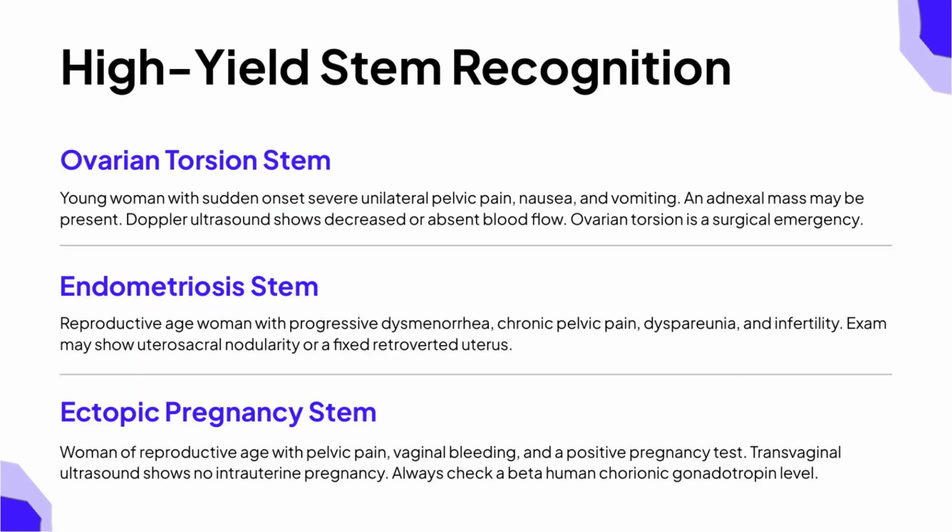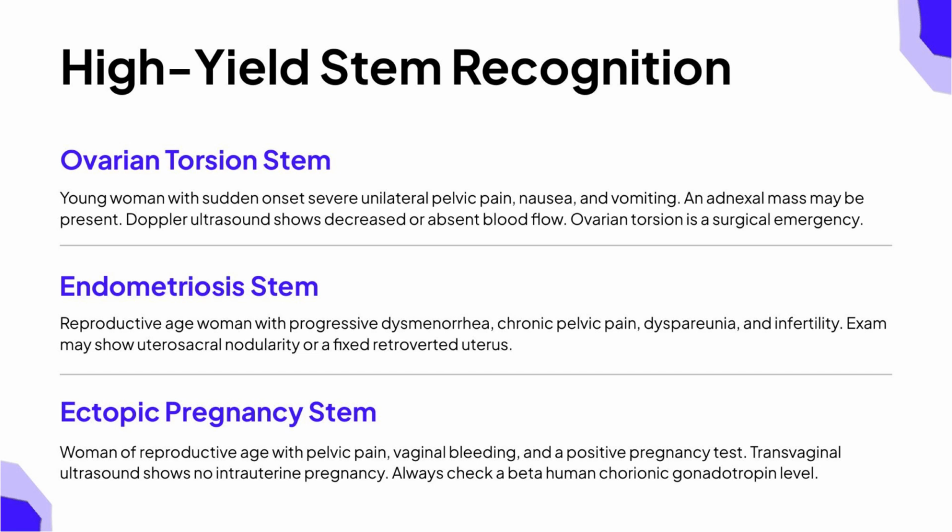Let us review the 3 most important stem patterns. For ovarian torsion, the stem will describe a young woman with sudden-onset severe unilateral pelvic pain with nausea and vomiting. There may be an adnexal mass, and Doppler ultrasound will show decreased or absent blood flow. Remember, torsion is a surgical emergency.